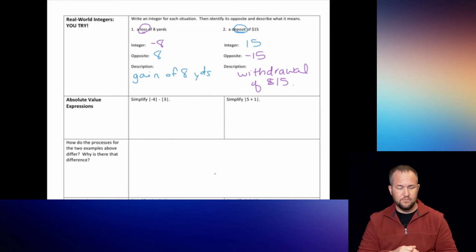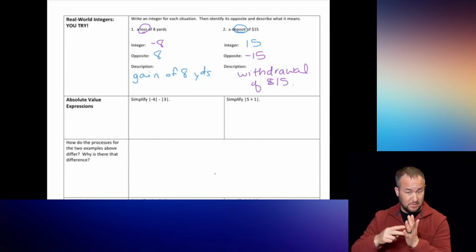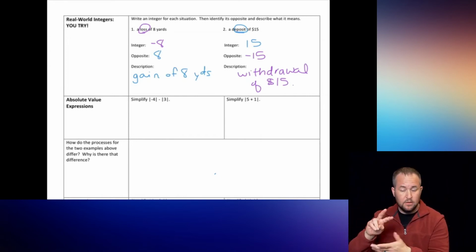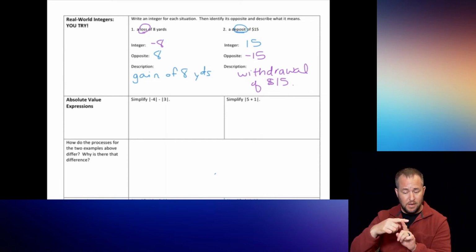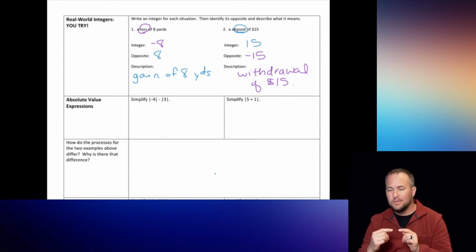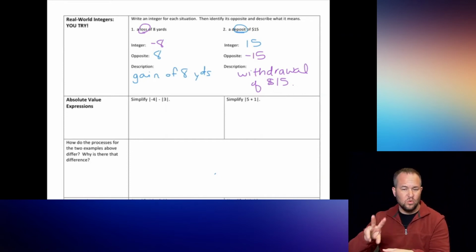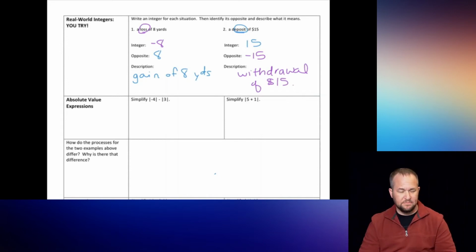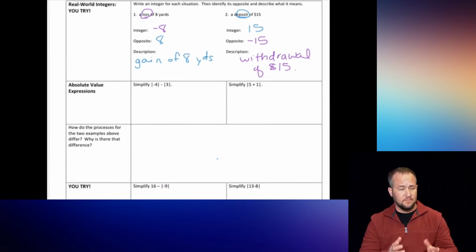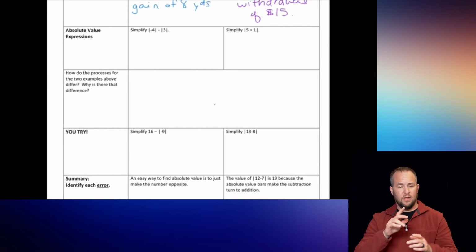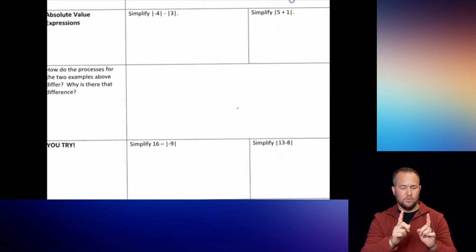Number 2, deposit. That means you're putting money into your bank so that you're getting more money that you're saving. So deposit is a positive thing. The opposite of positive 15 is negative 15, and that means you're taking it out of your bank account, which is called a withdrawal. So next we are going to look at evaluating absolute value expressions.